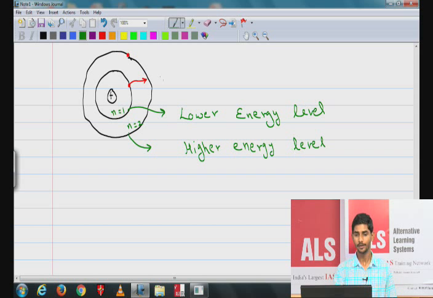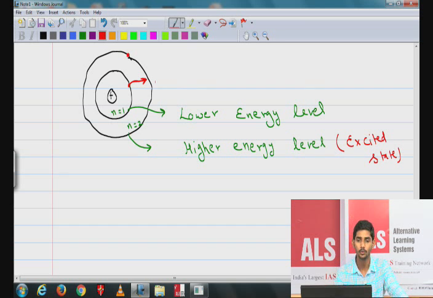Okay, guys, I have told you that whenever an electron jumps from a lower energy level to a higher energy level, that higher energy level is also known as the excited state. During the transition, which is the process we are discussing right now, when the electron changes its orbit and goes to another orbit, obviously it will gain some energy.